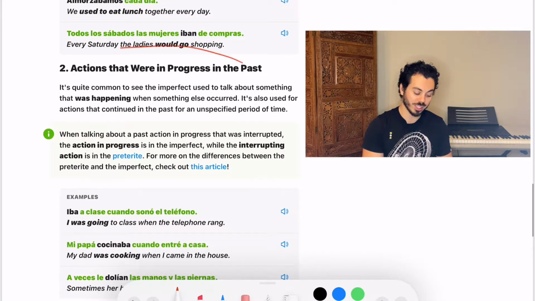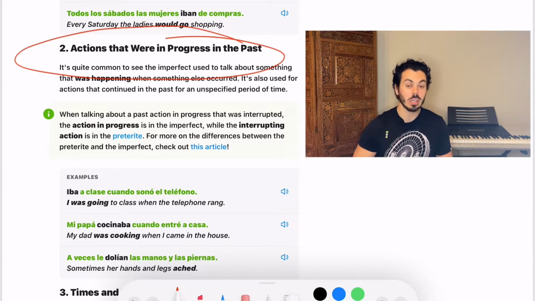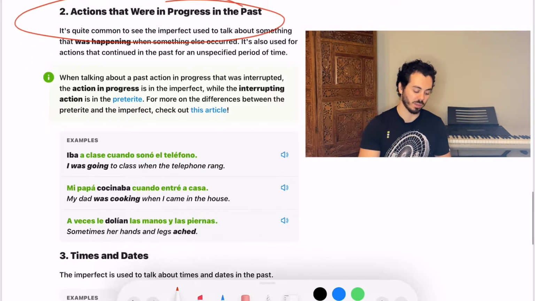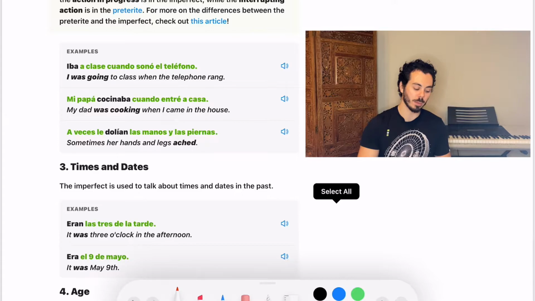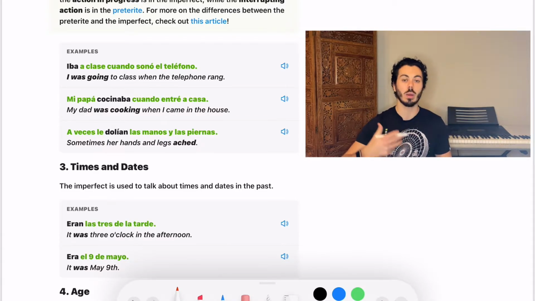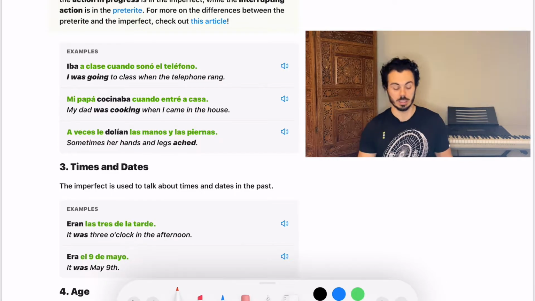Actions that were in progress in the past, that's that second 90% rule. Iba a clase cuando sonó el teléfono. I was going to class when the telephone rang. Mi papá cocinaba cuando entré a casa. My dad was cooking when I came into the house. So he was doing something when I did this.